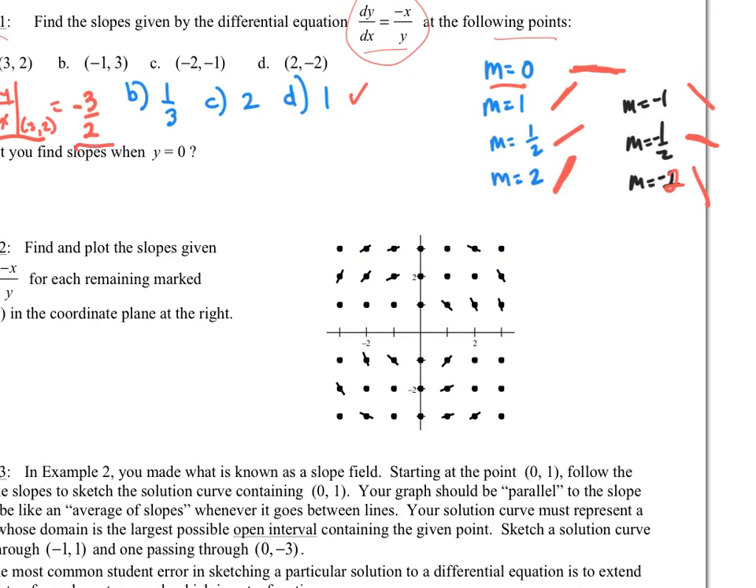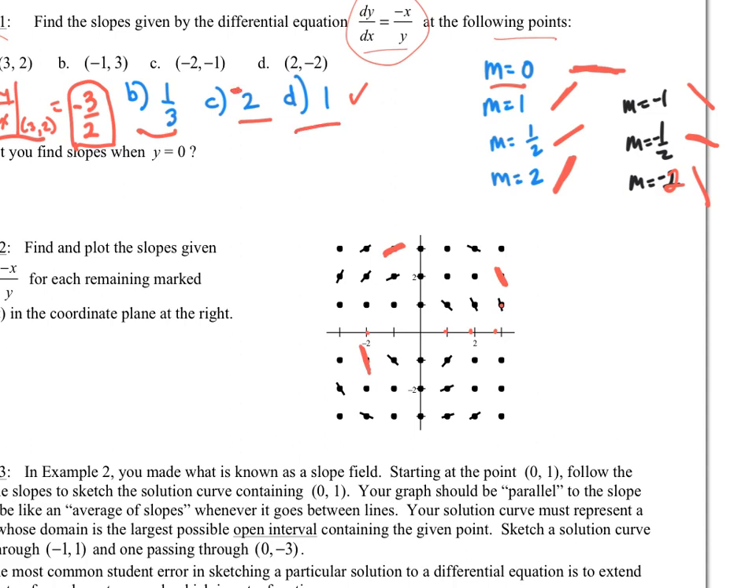If I look at my first one here, at the point (3, 2), I get a slope of negative 3/2. So let's go 1, 2, 3, and 1, 2. That would be a slope of negative 1.5. That's what that looks like. If I go to part B, (-1, 3), this is a slope of 1/3. That looks about right. It's up to the right. This one is a slope of 2 at (-2, -1). That should look about like the slope of 2. No, it doesn't. That's because I made a mistake here. So that should be a negative 2.